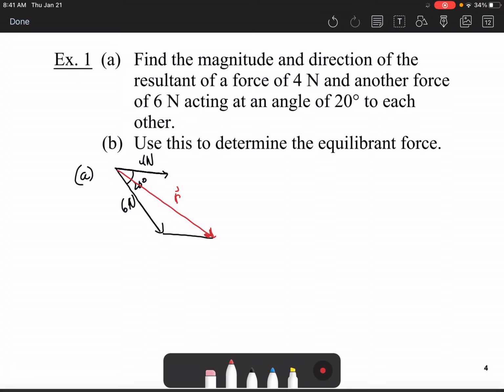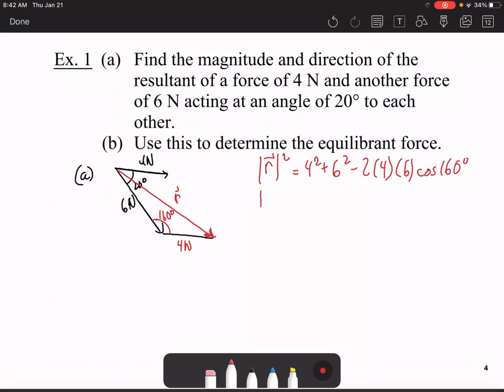So what I'm going to do is I'm going to again use cosine law to help me out, but I need this angle down here. So 180 minus 20 is 160 degrees. And I know this is 4 newtons. So my resultant, that magnitude squared, is equal to 4 squared plus 6 squared minus 2 times 4 times 6 times cosine of 160 degrees. So again, make sure you show what you're substituting.